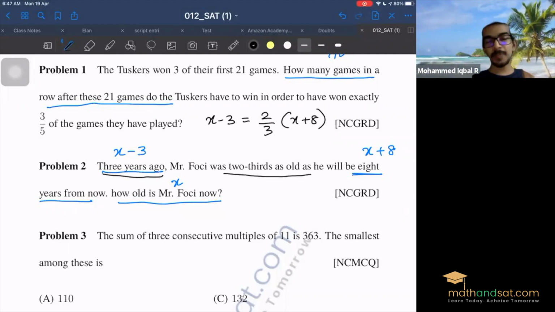If you understand X plus 8 is the bigger quantity, you won't mess up. Like you won't write X plus 8 is equal to 2/3 of X minus 3. Just understand that X plus 8 is the bigger quantity and X minus 3 is the smaller quantity. It says that the smaller number is 2/3 of the bigger number. Does that make sense?